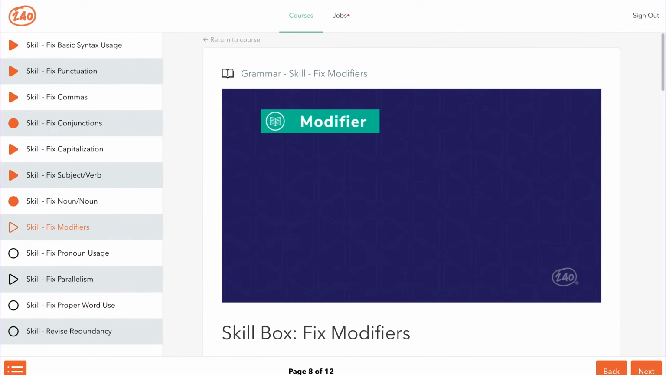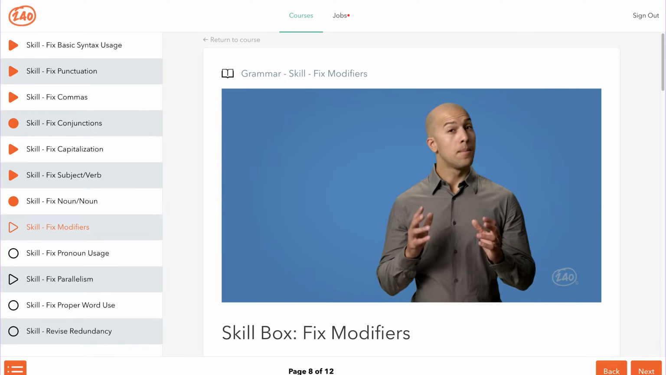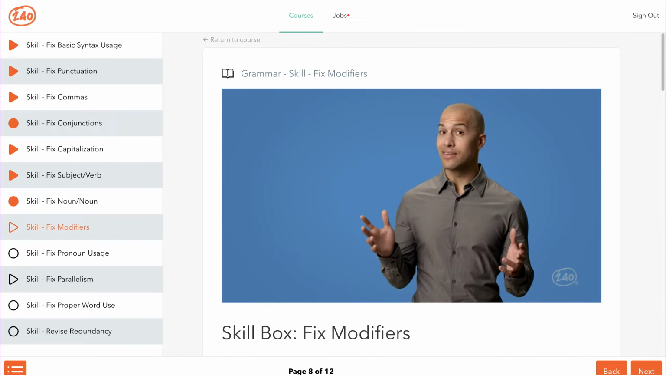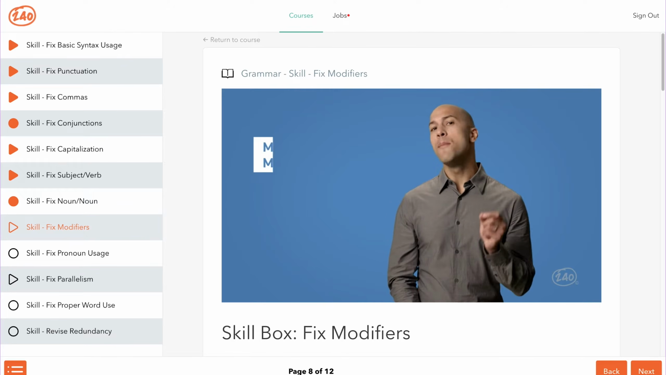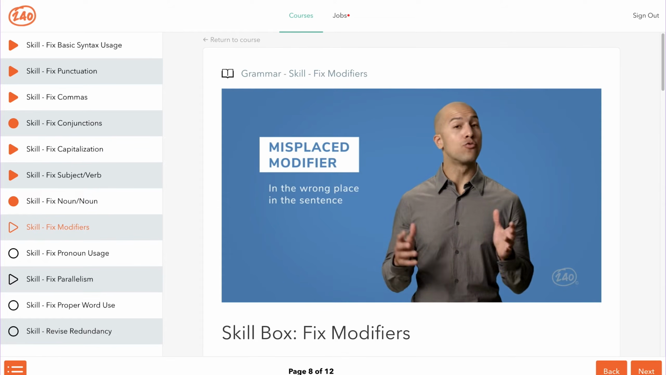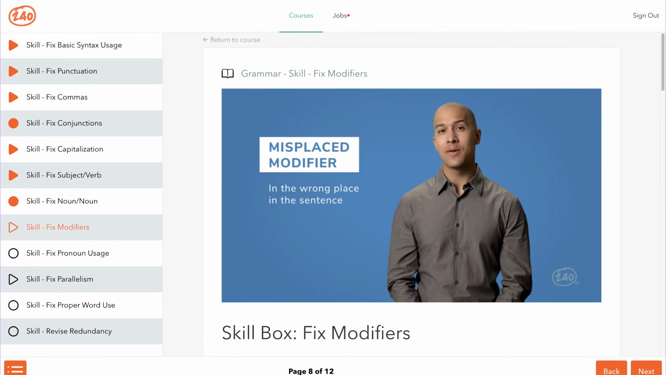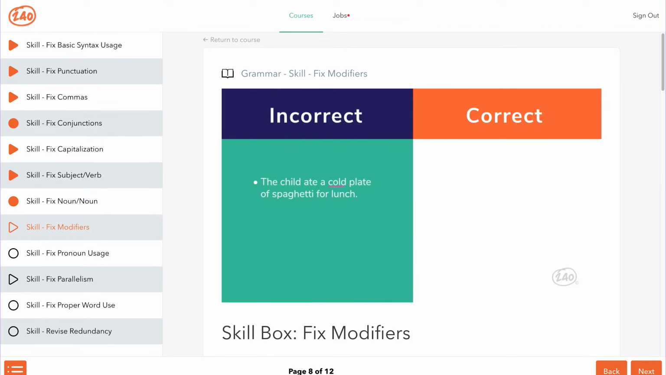A modifier is a word, phrase, or clause that adds emphasis, explanation, or detail to a sentence. Modifiers can be misplaced or dangling. A misplaced modifier is in the wrong place in the sentence. The child ate a cold plate of spaghetti for lunch. Cold modifies plate in this sentence. The child ate a plate of cold spaghetti for lunch.